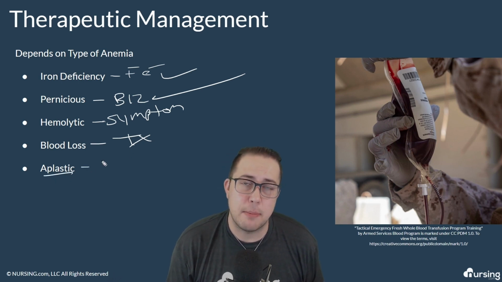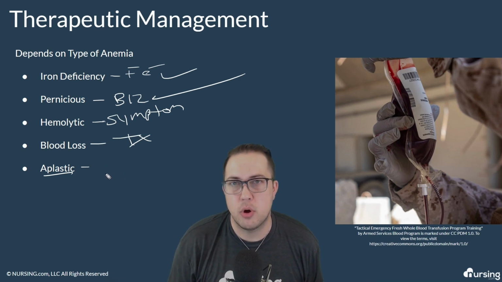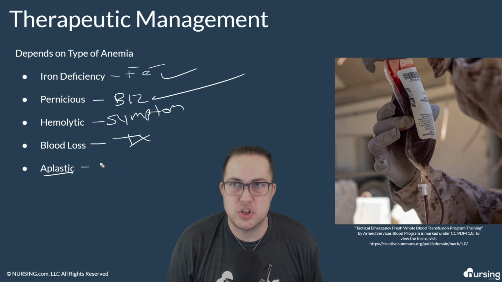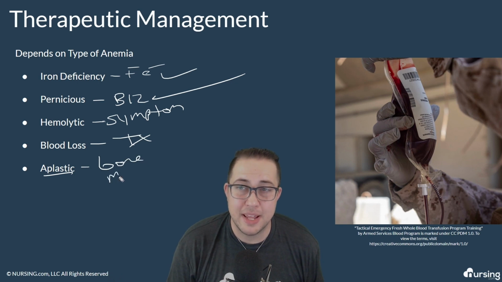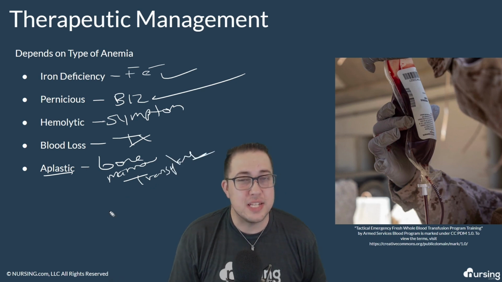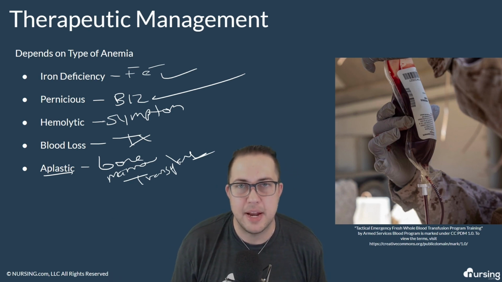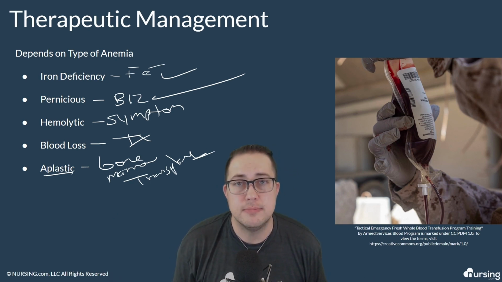And in instances such as aplastic anemia, remember that we have that disruption in the stem cells in the bone marrow. You're pretty much looking at a bone marrow transplant as the only real solution to this. Unfortunately, there's not a great success rate with these, and you do usually end up reverting to symptom management in these anemias as well.